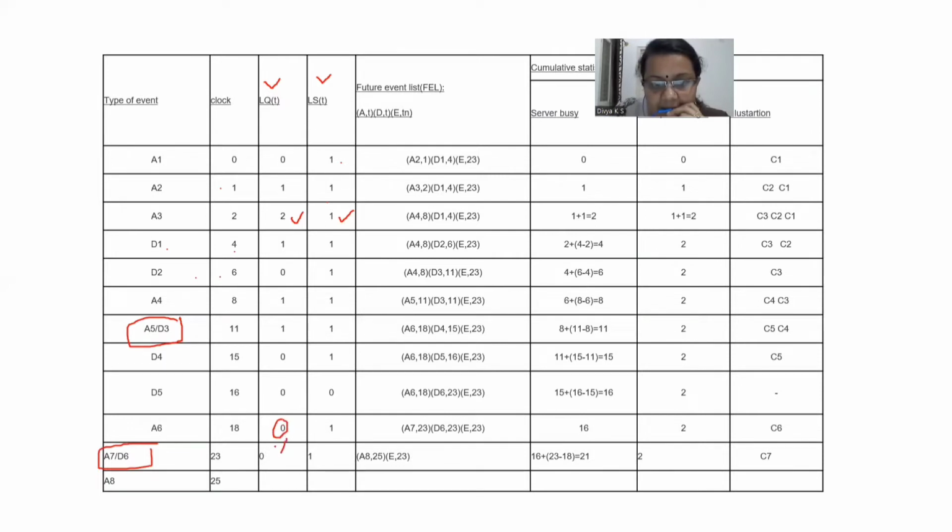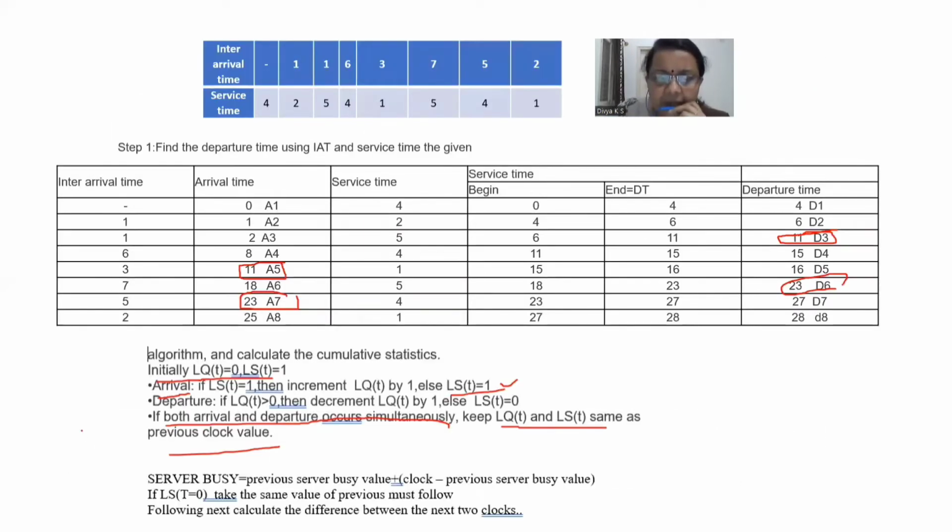Same thing we kept here also. This is only one thing. So in these two columns, while filling, nothing to worry. Just see these two lines. What is that? It is arrival or departure. If it is arrival, you have to see whether L of St is 1 or not. If it is 1, increment L of Qt. L of St is always 1.